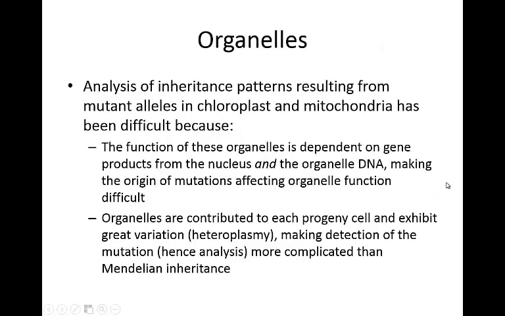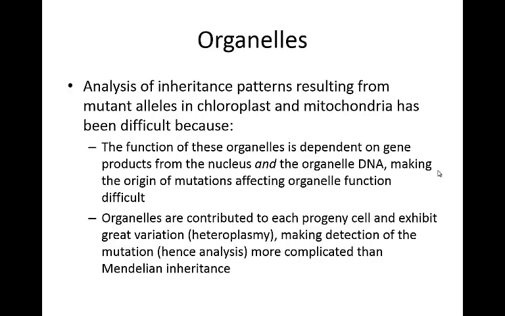So looking at the organelles, it's a very complicated issue to analyze inheritance patterns that result from mutant alleles in the chloroplast and mitochondria. And there's really two reasons for this. First of all, the function of these organelles is dependent on gene products from the nucleus and from the organelle DNA. So it's not just dependent on its own DNA. Many of the functions also require nuclear products. And so finding the origin of mutations affecting these different organelle functions can be quite difficult.